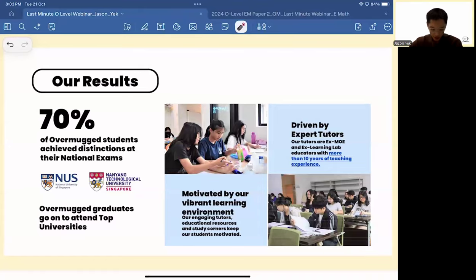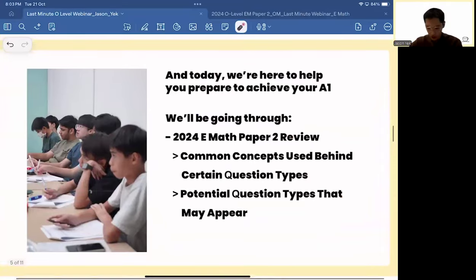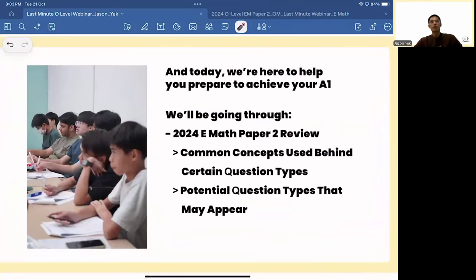Without further ado, in order to prepare you to achieve your A1s, I'm not saying that after this you can definitely achieve your A1s. No, that's not the case. It's just helping you prepare so that if you were to do your own revision, you can take note of these little pointers that I've gone through, and it might help you a little to spark some solutions to the troubles you might have when you are going through this particular paper.